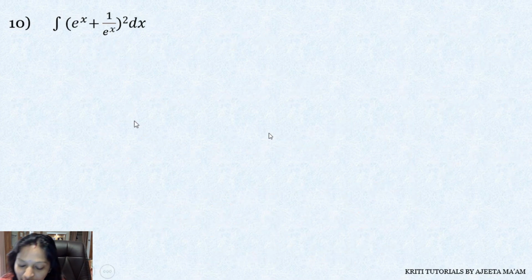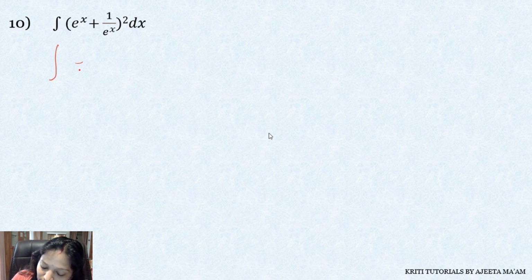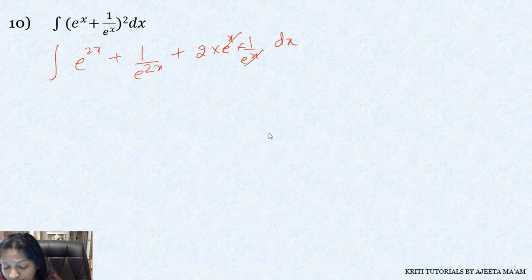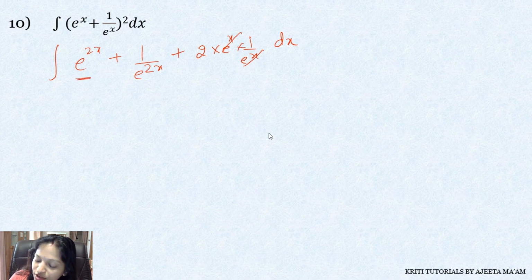Now here exponential x plus 1 upon exponential x whole square. Here we are going to use a plus b whole square again, as we expanded in the previous question. So what will you get? Exponential 2x plus 1 upon exponential 2x plus 2ab. So ab will cancel out. So it's a very simple question. No substitution, nothing needed. Right? So what is the integral of exponential 2x?